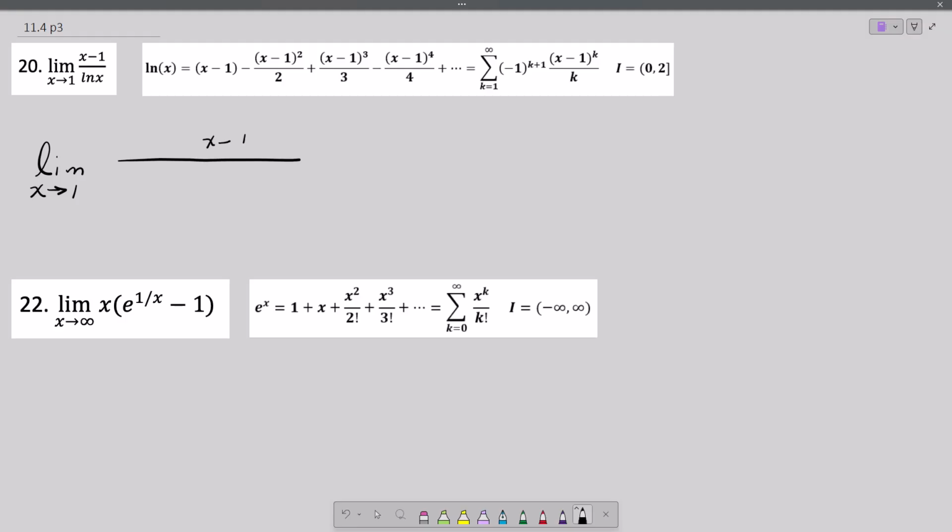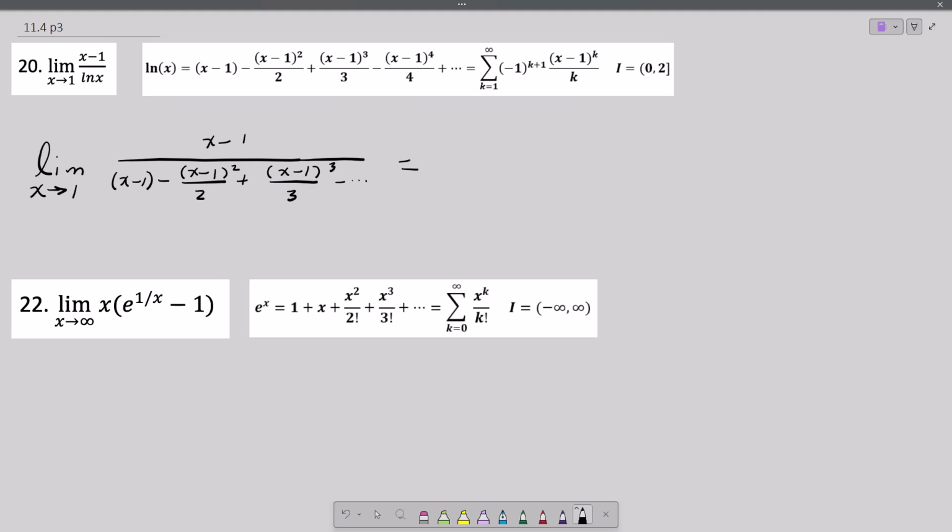So we have this power series for natural log of x. So we're going to just replace it into the denominator. And really, when you use power series to evaluate these limits, it's just a question of being careful with algebra usually. This goes on forever and ever.